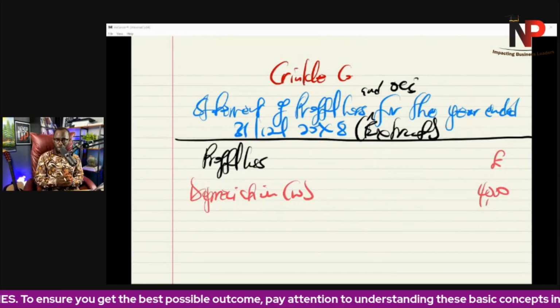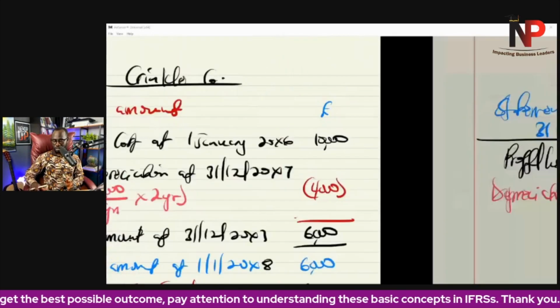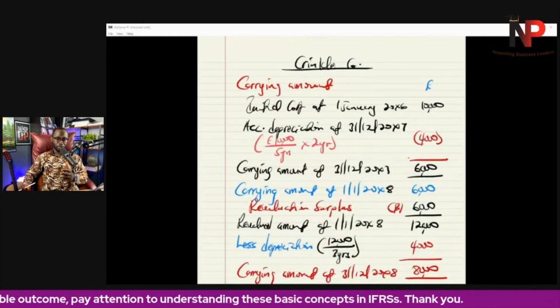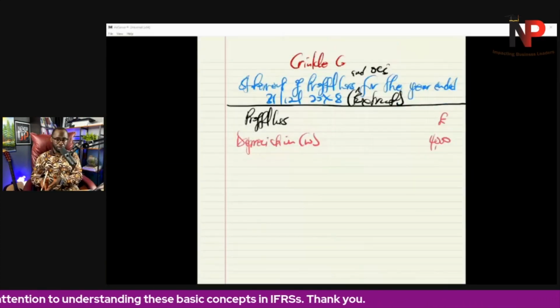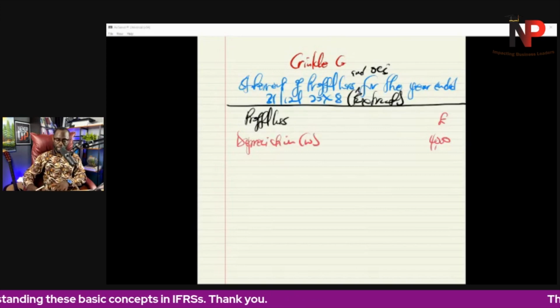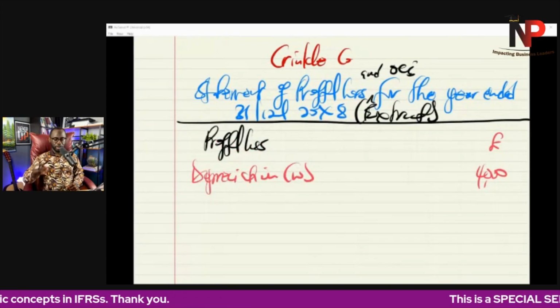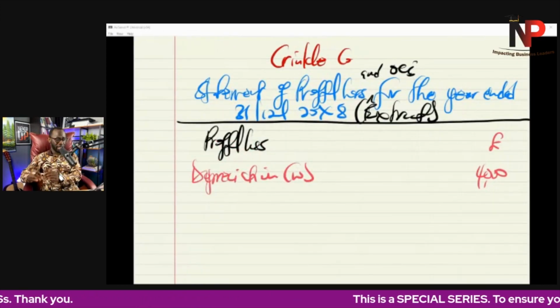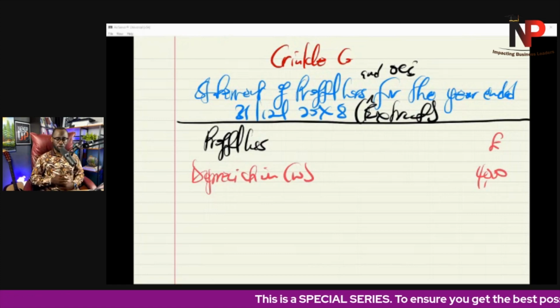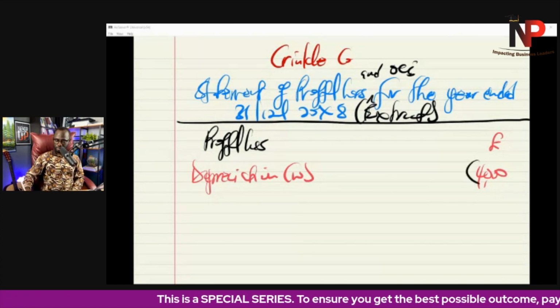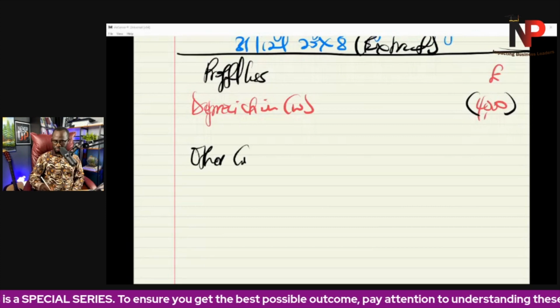You have to be mindful of that. Don't add all the depreciation from the time we bought the asset and record it in the P&L accounts. No, in the P&L, it is only the depreciation in relation to the year ended under review that will be recorded in the P&L account. Then we go to the other comprehensive income.